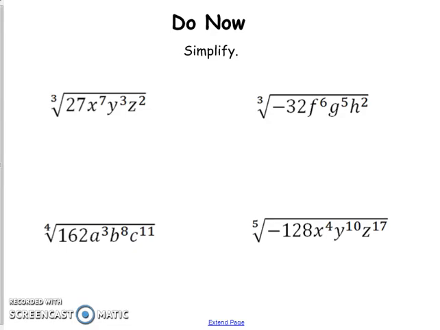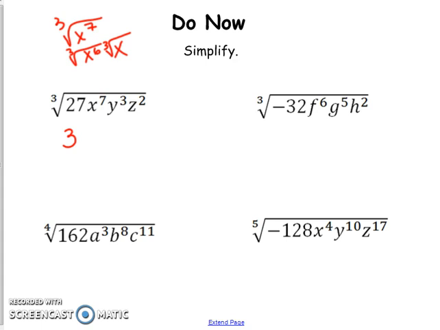So similar to what we were doing last class, we're going to do a couple of do-nows. So for the first one, we want to take the cubed root of this whole thing. So remember, we're going to do the cubed root of each piece. So the cubed root of 27, we know is 3. The cubed root of x to the 7th, we're going to rewrite x to the 7th with a multiple of 3. So we can rewrite that as the cubed root of x to the 6th, and then we have the cubed root of x left over.